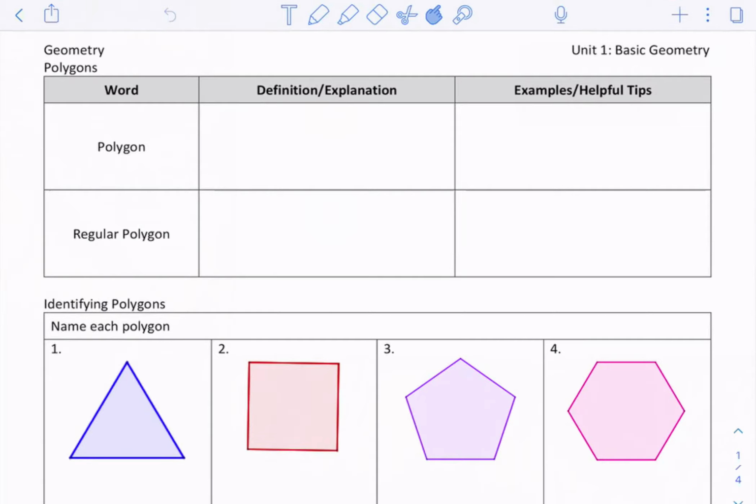So for today we are going to talk about polygons, and with these polygons we're going to be talking about their internal angles versus their external angles, or their exterior versus their interior. So first thing I want to double check is that you know what a polygon is.